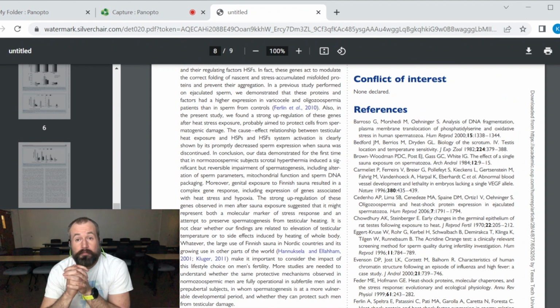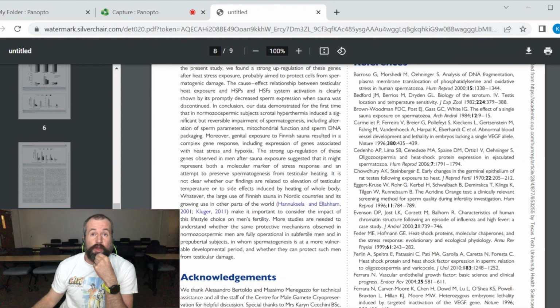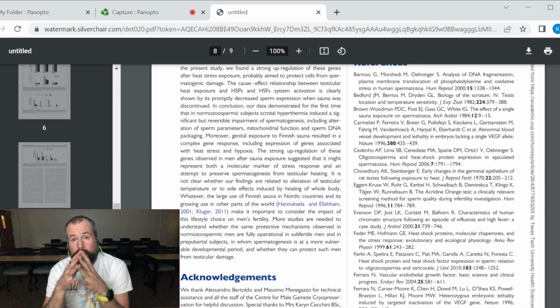So are men fertile? More mechanisms are needed to understand whether the protective mechanisms involved in normal zoospermic men are fully operational in subfertile men and in prepubertal subjects, in whom spermatogenesis is at a more vulnerable developmental period, and whether these protective mechanisms can protect such men from testicular damage, maybe permanent testicular damage. So the question is, are all these decreases in spermatogenesis going to be permanent if you're vulnerable or if you're developing? We don't know. And what do these changes look like in people who are already low in function?